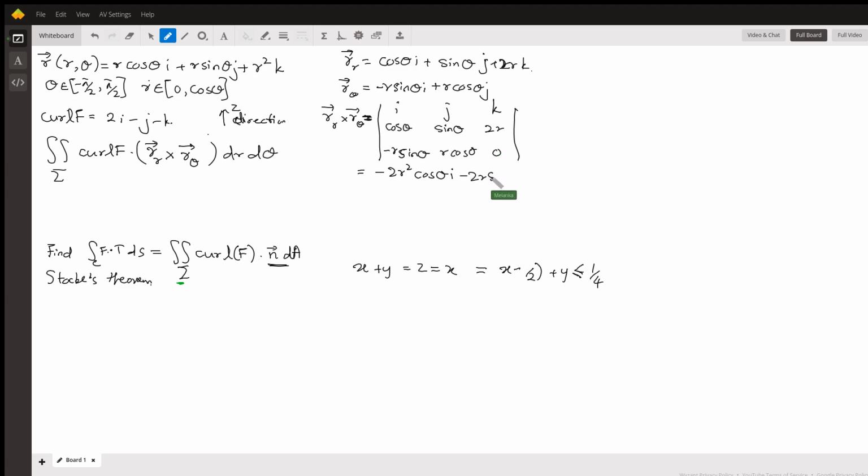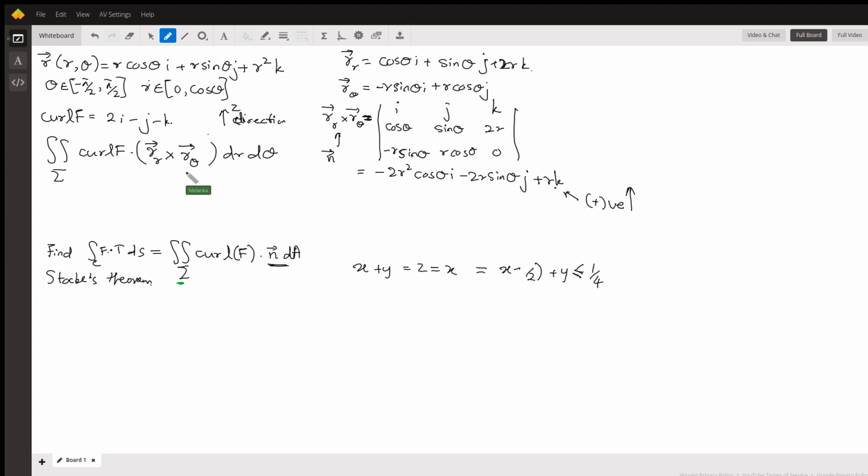Negative 2r sine theta j. We have a, okay, and then for that we have just r, right? So this is what we get for this. We said that we need to have it in the positive z direction. So let's look at the cross product. This is basically your n. The k direction of this is positive, so it's pointing upwards. So we are fine.